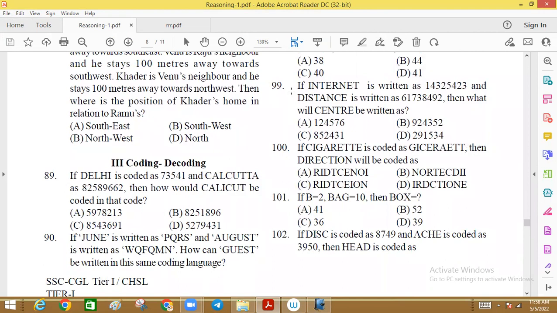For example, you see this one. The moment you see it, you can recognize it's a direct coding question. Okay.